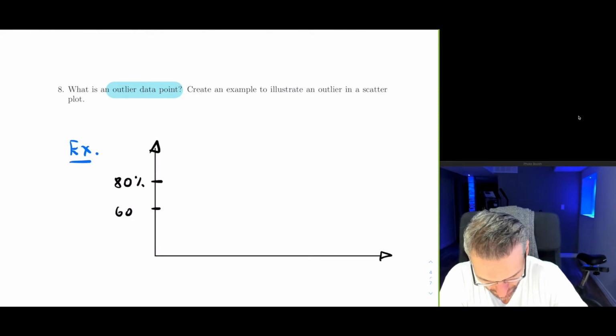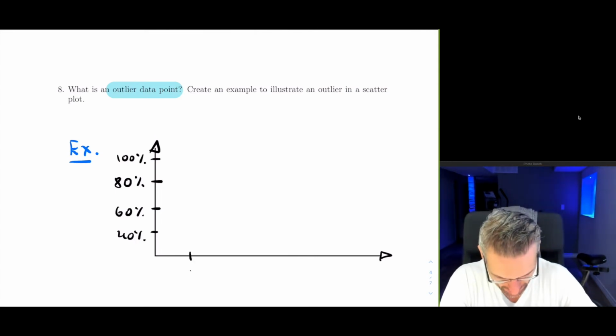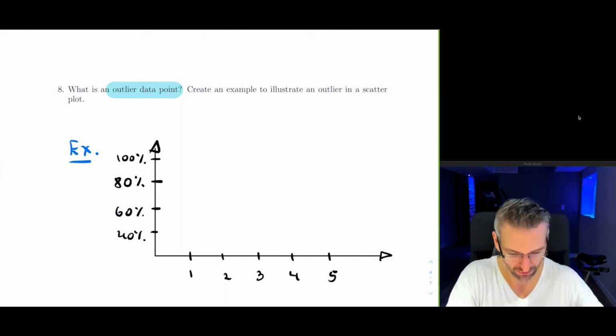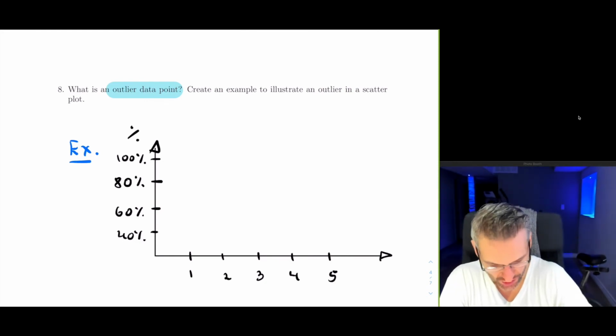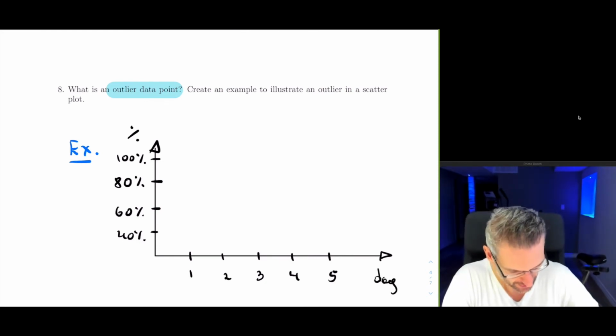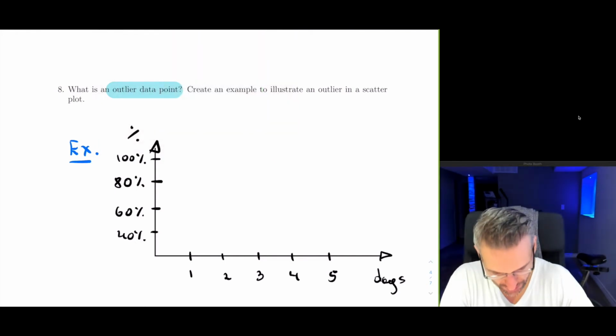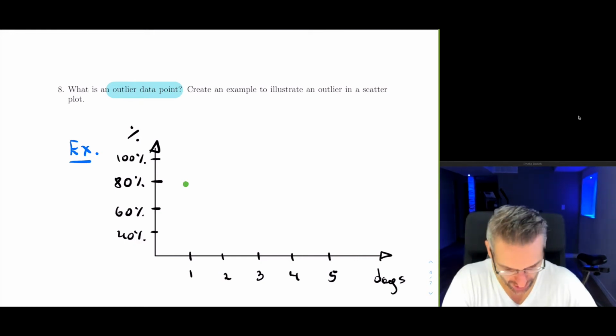Let's say this is 60%, 40%, and so on. And 100% would be right here. And then this would be day 1, day 2, day 3, day 4 of practice, day 5. I'm not going to make it more than that. So this is the percentage, and this is the days in a row as they were practicing. Let's say that they are at about 80% approximately. So say the first day was somewhere here, second day was somewhere here, third day was somewhere here, fourth day was somewhere here, and then fifth day was somewhere here.